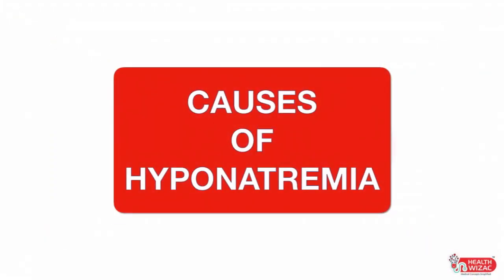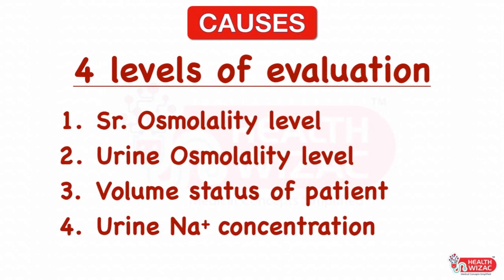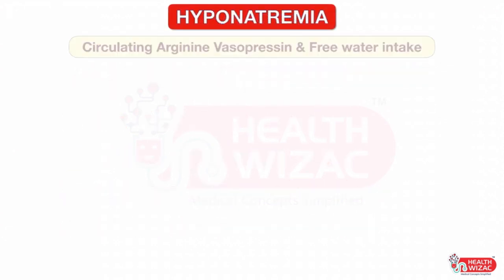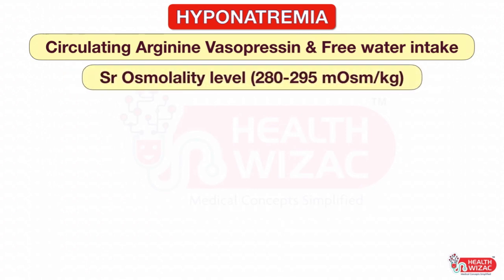Now let's understand the causes of hyponatremia. Causes of hyponatremia can easily be understood with the help of a flow chart, which is divided into 4 levels depending upon the diagnostic evaluation. Hyponatremia primarily occurs due to the abnormal regulation of circulating arginine vasopressin level in the blood and the free water intake. Both of these tend to change the serum osmolality level.